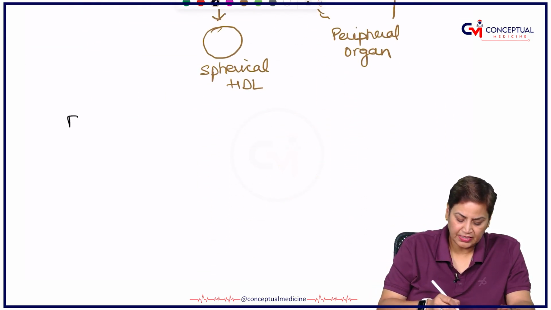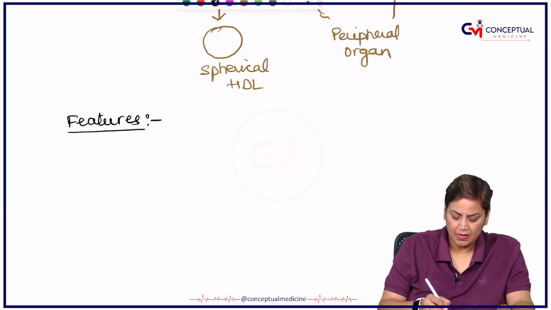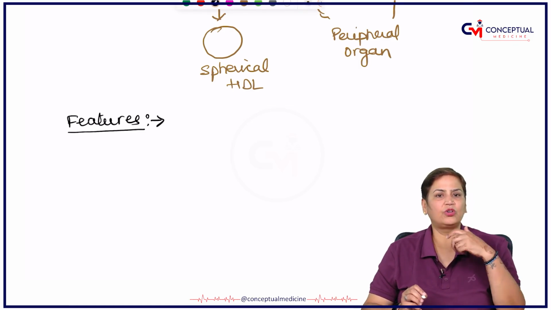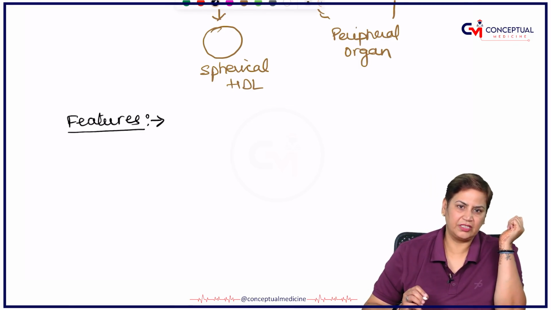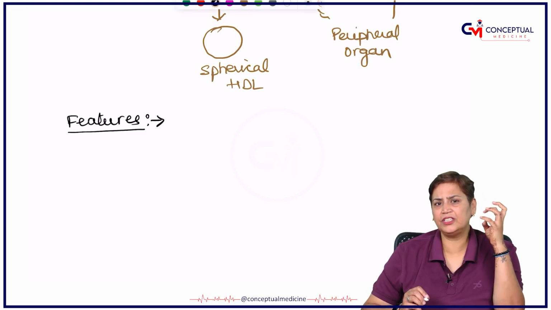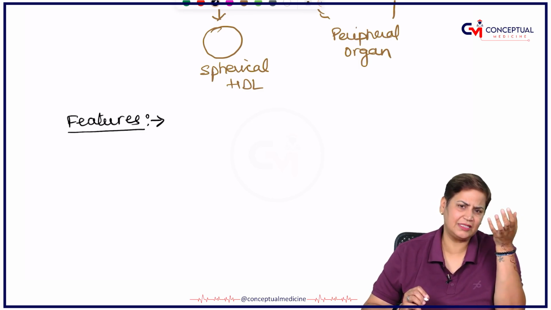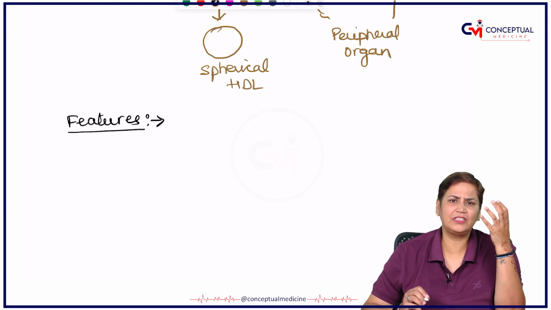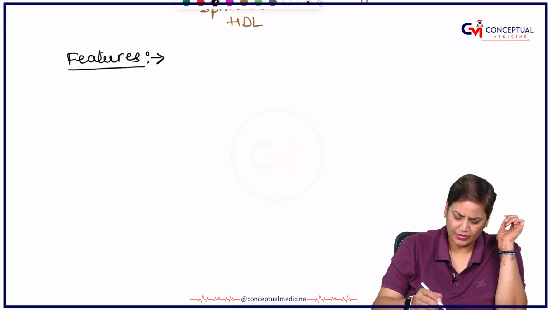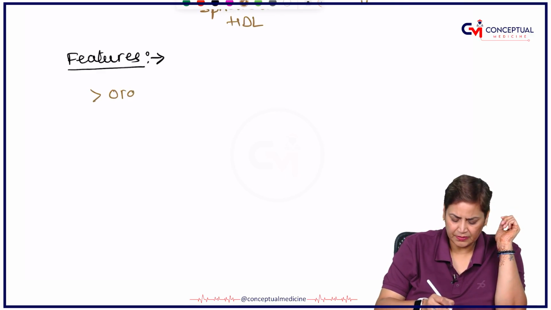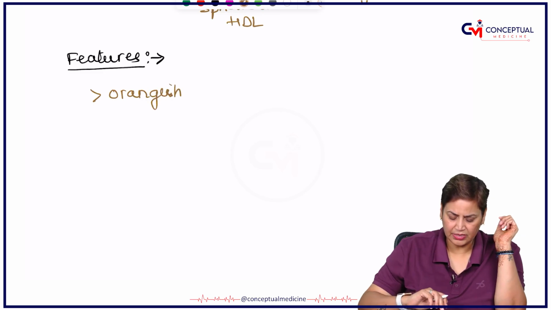What will be the features? The most important feature will be our tonsils. Their color will change and we will have orangish tonsils. That is why maybe the name of the disease is Tangier's: tang, which is very sour to taste, just like that. I'll show you the picture also. So the features will be orangish colored tonsils.